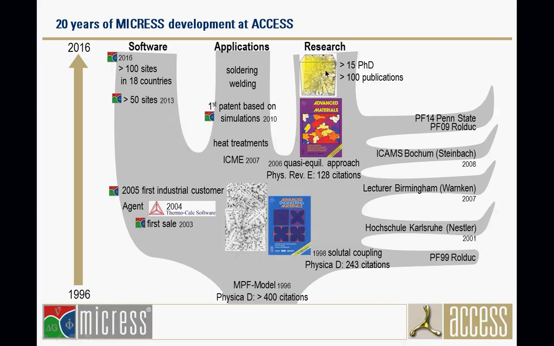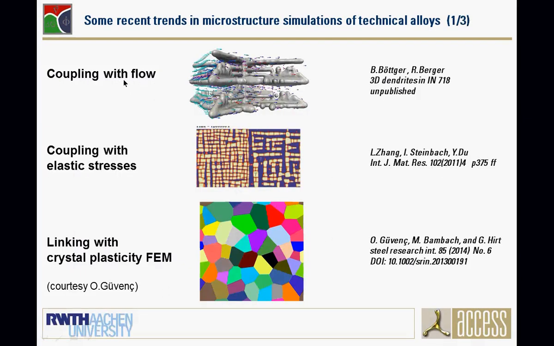In the area of research, MICRESS has served as the basis for more than 15 PhD dissertations, and has been used in more than 100 publications. In terms of scientific networking and people, we organized the first international workshop in 1999, and also the second one in 2009, and the one in 2014. Out of our group, a lot of professors have emerged, like Britta Nestler, who won the Leibniz Prize 2 years ago, and also Ingo Steinbach, who is with ICAMS in Bochum, and Niels Warnken, who is a lecturer in Birmingham, and so on. The recent development is that we are starting to do coupling with fluid flow, so we investigate, for example, the permeability of dendrite networks in 3D flow situations.